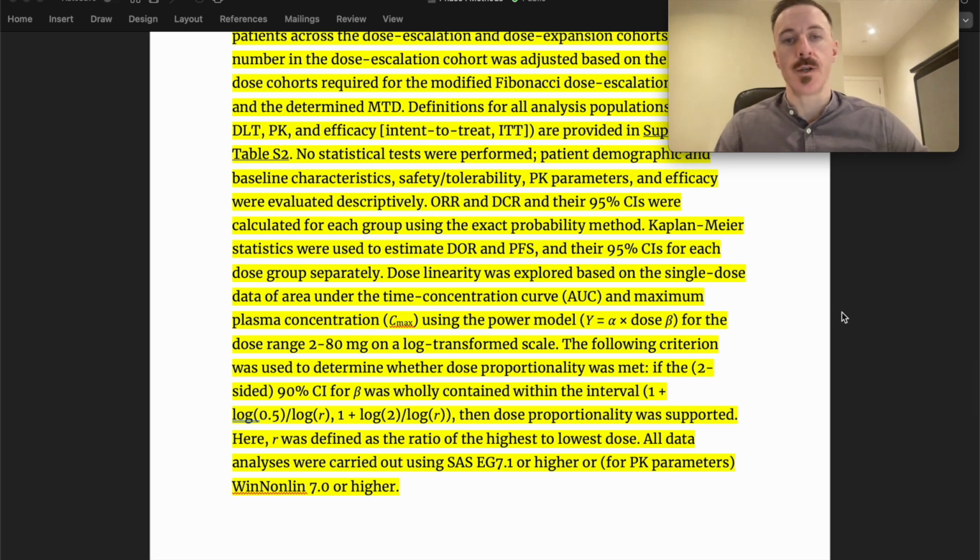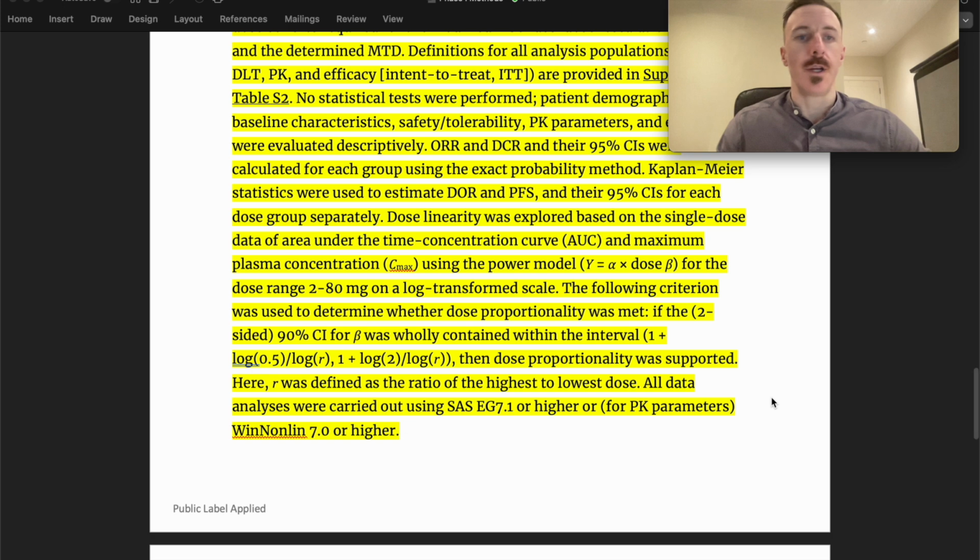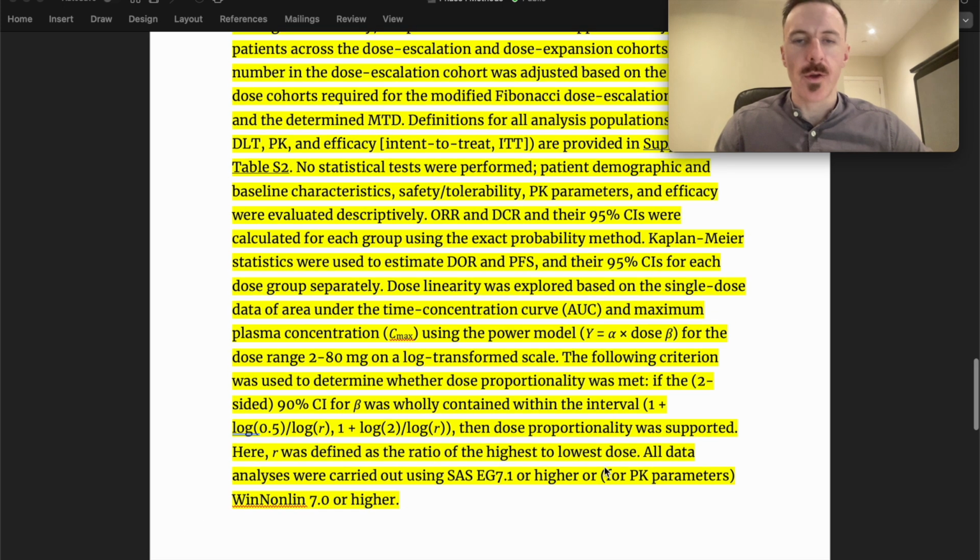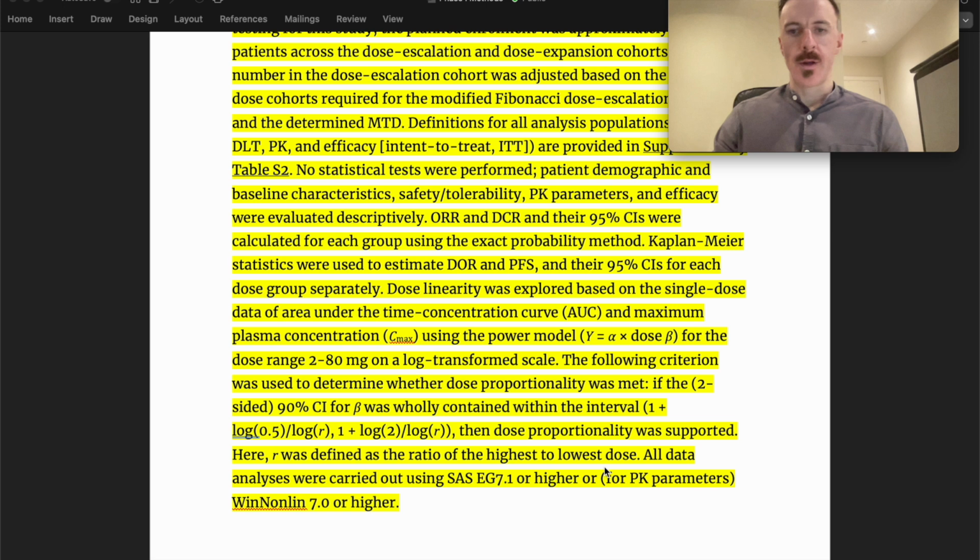It's quite often to include additional information in the supplementary stats section, as I mentioned. It's also good practice, and quite often journal policy, to indicate what statistical software was used to perform the analysis. We can see here that SAS, which is quite a common one, was used, with a different software used for the PK analysis.